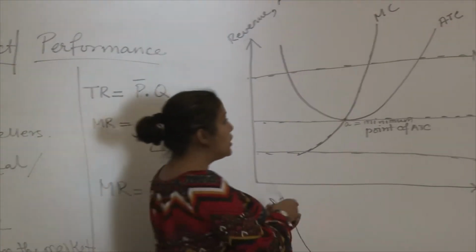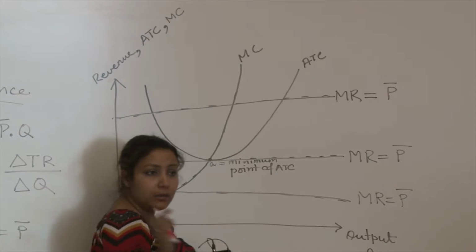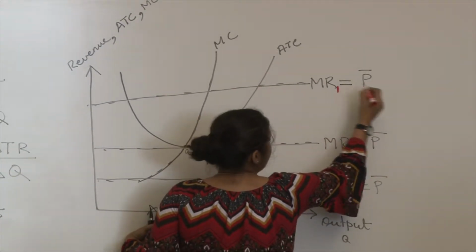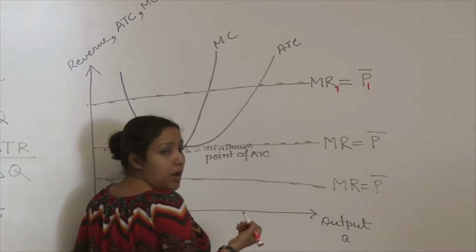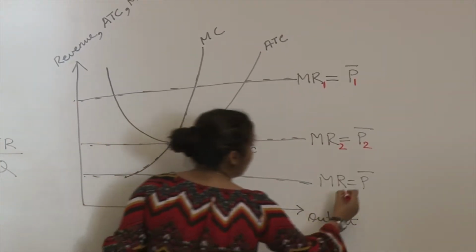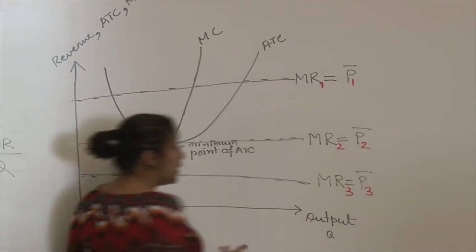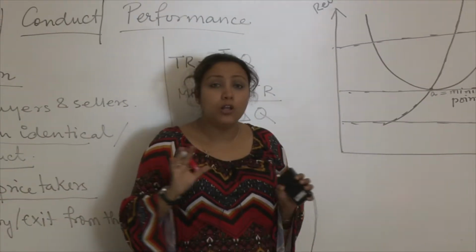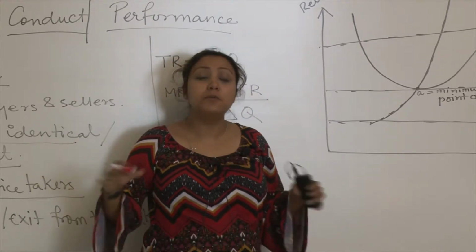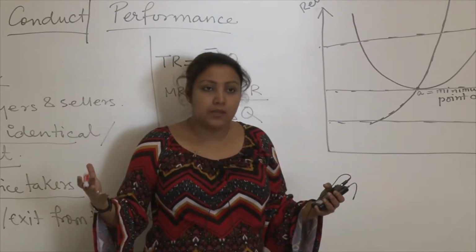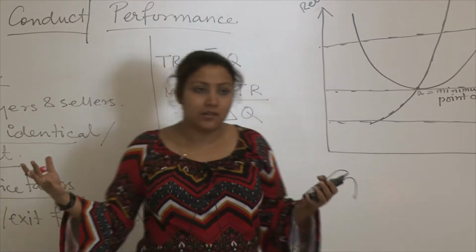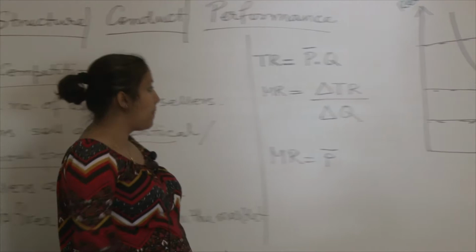Let's give three different names to those conditions. Let us call this condition 1. So we are just calling it MR1 and P bar 1, calling this MR2 and P bar 2, and calling this MR3 and P bar 3. I want to remind you that all three are not happening at the same time. These are three different possibilities in the market, depending on where that price is in the market.